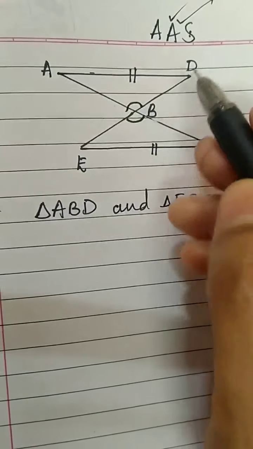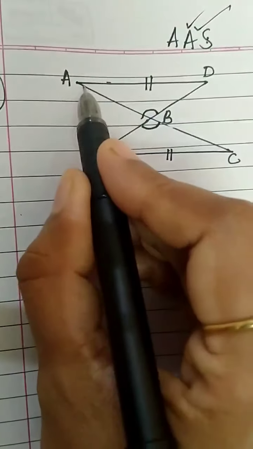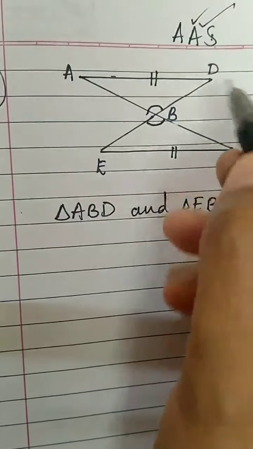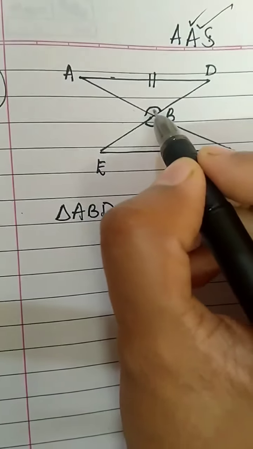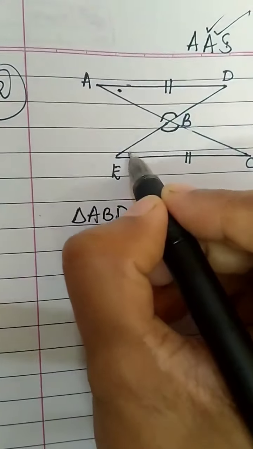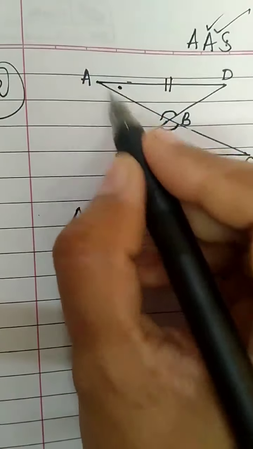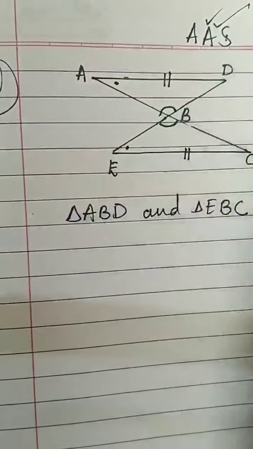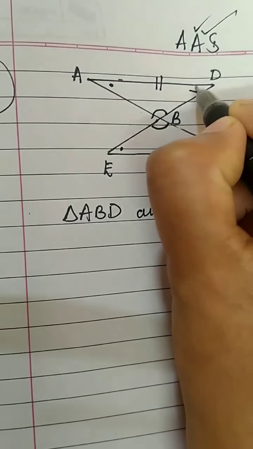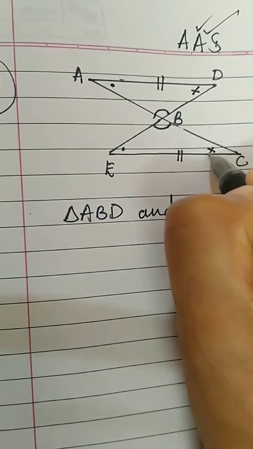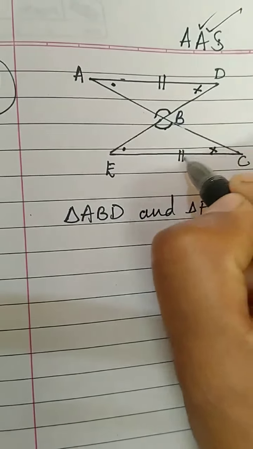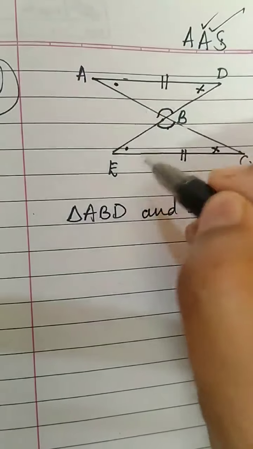Similarly, if they had given angle BAD congruent to angle BEC, then also you can prove it by AAS test, no? So A is there, if they had given these two angles, again it is AAS test. Same way if they had given this angle and this angle, again the triangles will be congruent by AAS test. So the answer is two options.